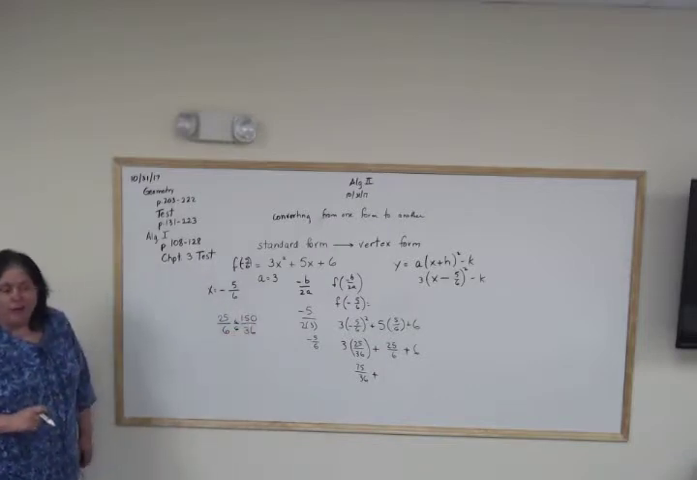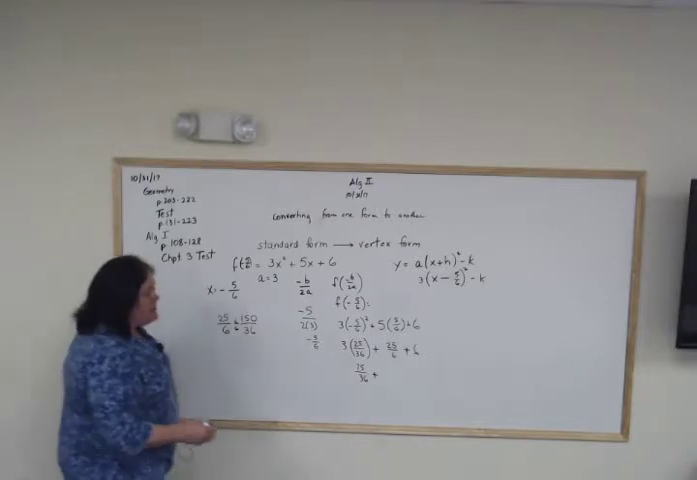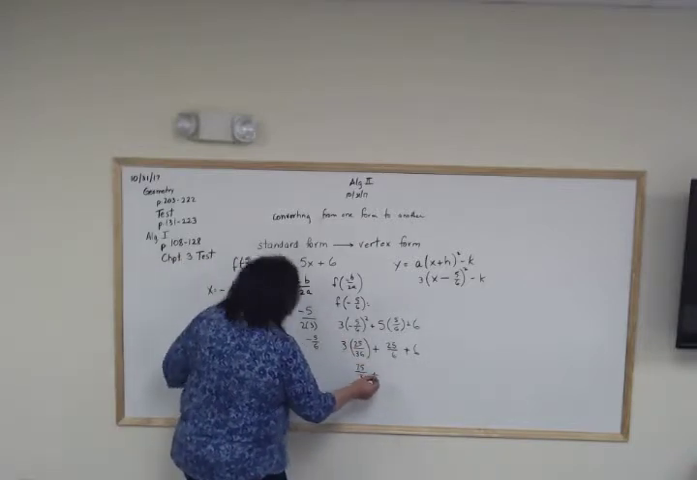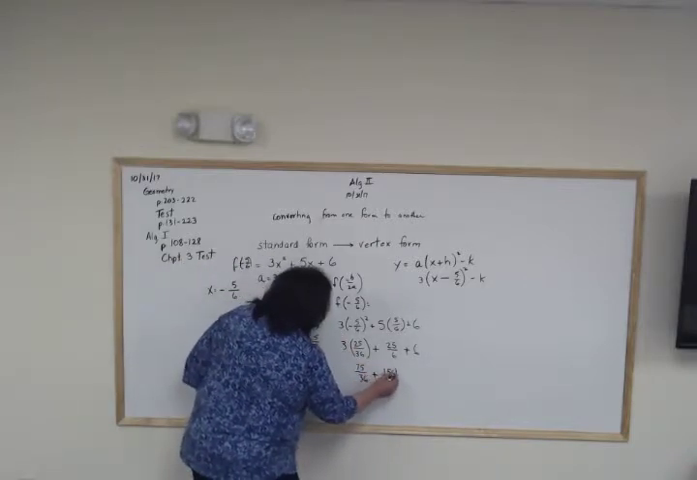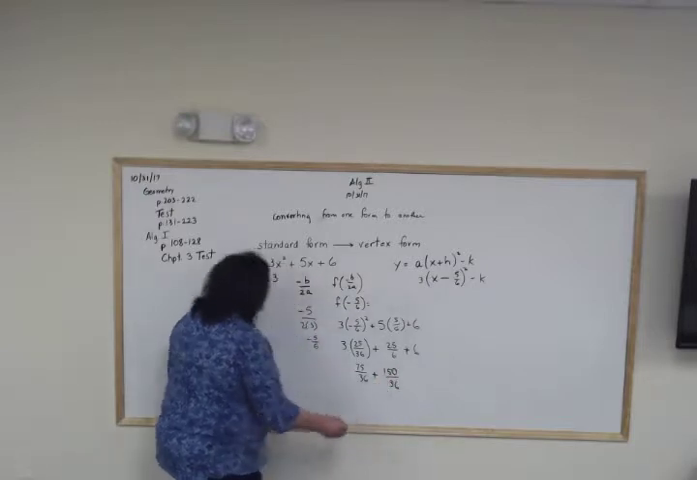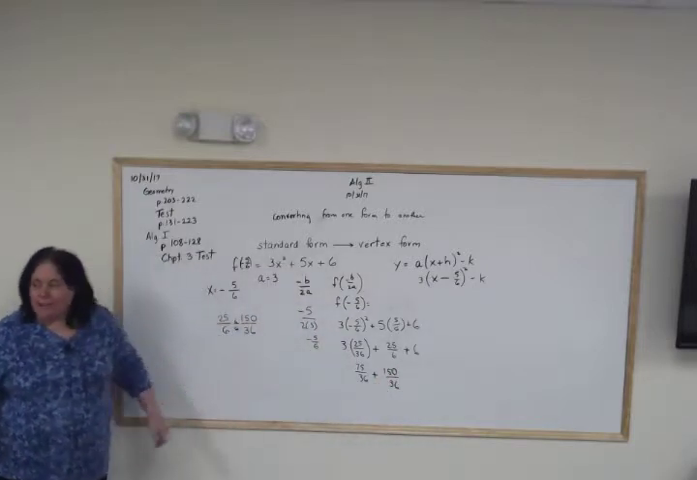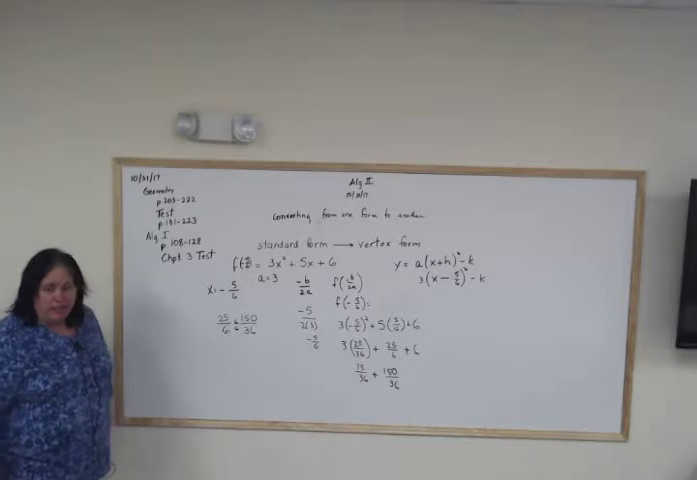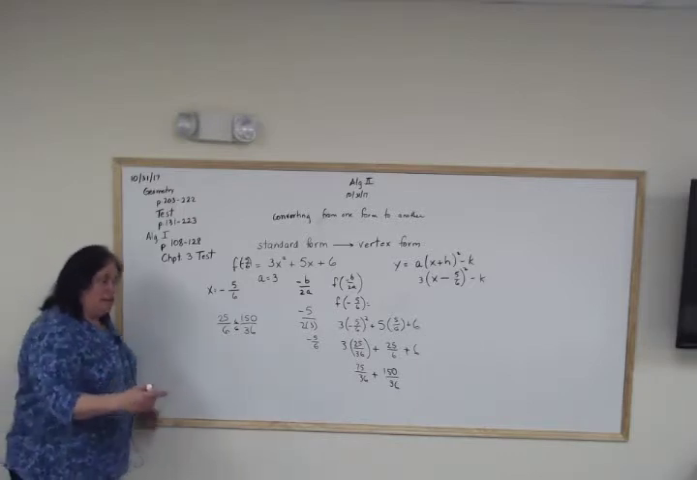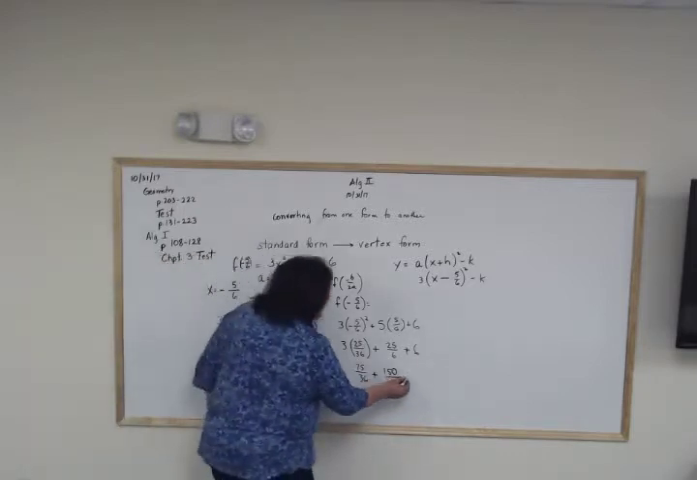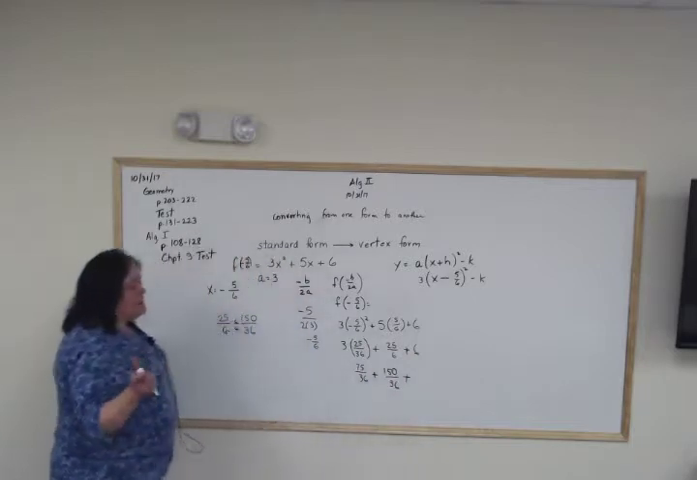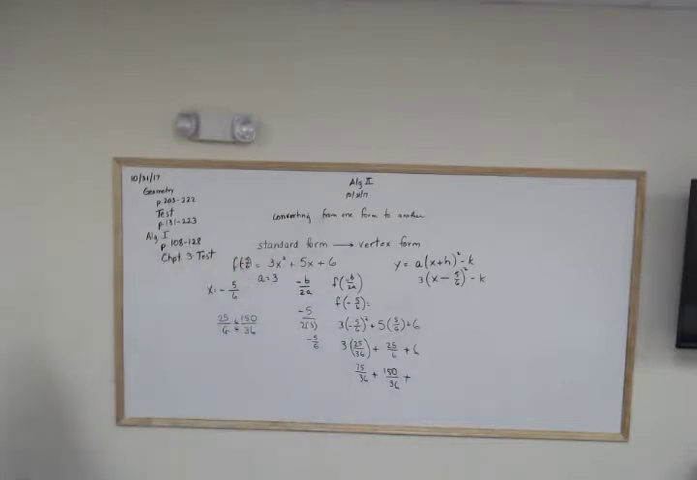Does everybody understand what I just did? Mm-hmm. So instead of writing 25 sixths, I'm just going to go ahead and write 150 over 36 because I know I'm going to need it to be able to add it. Does that make sense, Zach? Now, same thing with 6. What is 6 going to be if I write it with a denominator of 36?